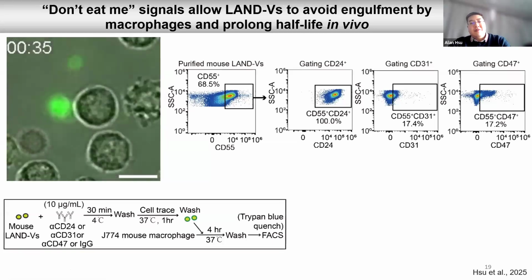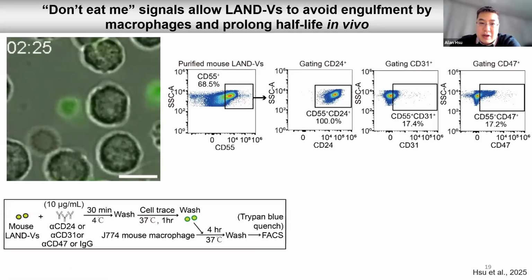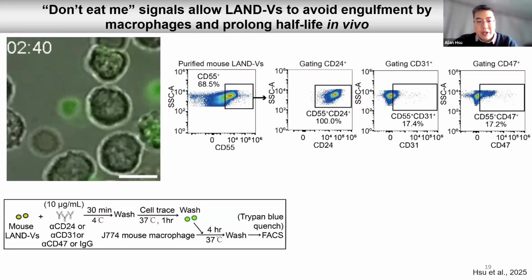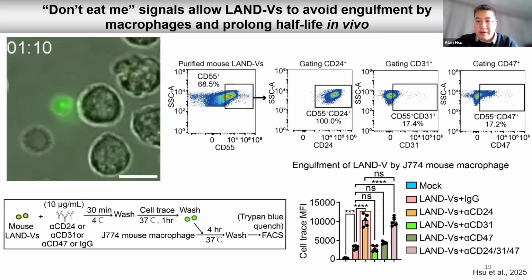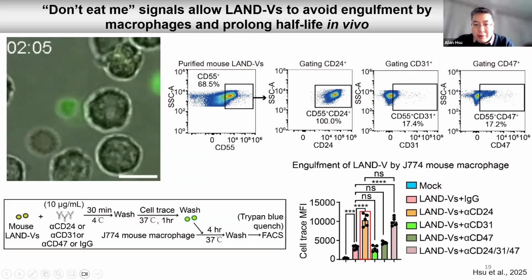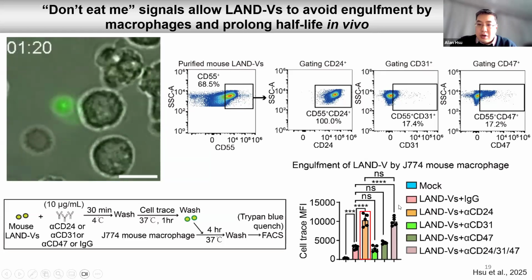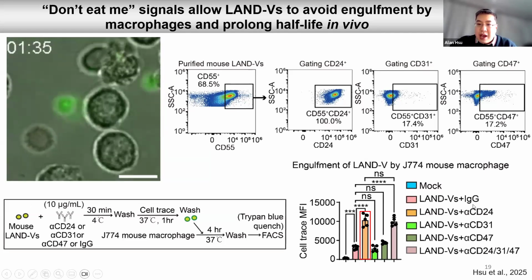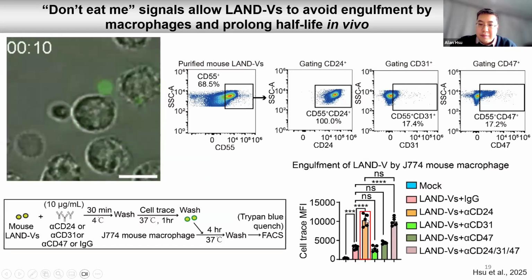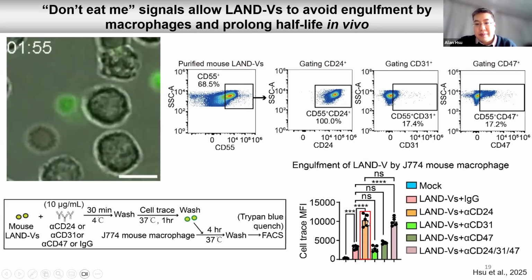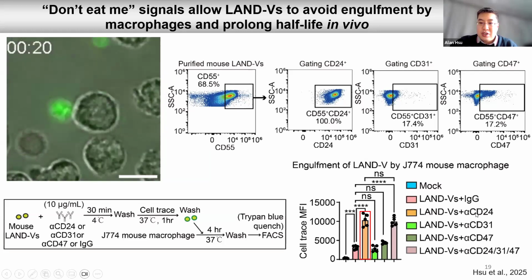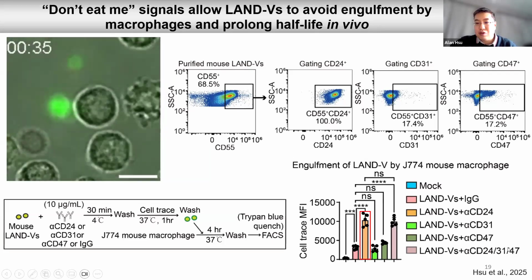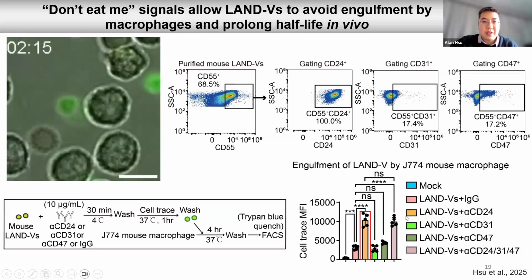We next did an in vitro J774 macrophage efferocytosis assay where we labeled the LAND-Vs and then just incubated them with macrophages to see how much they take up, and compared that with antibody blocking. So normally you have a set amount of LAND-Vs taken up. After you block CD24, you have much more inside the J774 macrophages, suggesting that CD24 is the dominant don't eat me signal for mouse LAND-Vs. And if you triple block, you have the same effect.